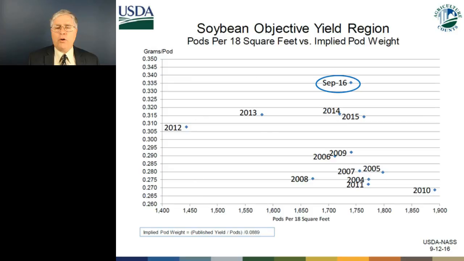Overall, when we look at the data that went into this, the pod count is kind of in the middle of the pack of what we've seen in recent years. But look at the pod weights. The rains that we've had, the good weather, the favorable weather is giving us very big implied pod weights. Here again, it's difficult to estimate soybean yields in the field, but this would suggest, because of the favorable weather we've had for finishing off the crop, that this is how we get our high yields.